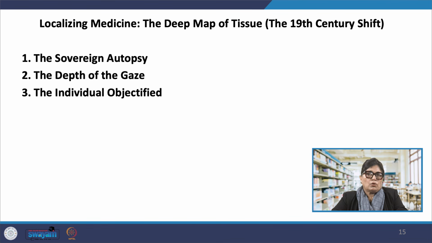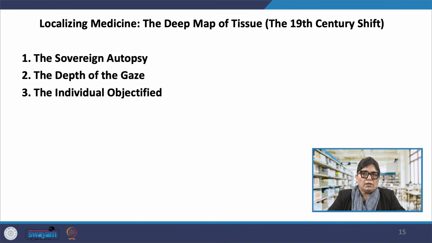Now, the sovereign autopsy, the definitive breakthrough, came from systematically dissecting corpses. By opening up bodies, doctors could correlate the symptoms a patient reported while alive directly with the visible, localized lesion left on their internal tissues and organs after death. The depth of the gaze.